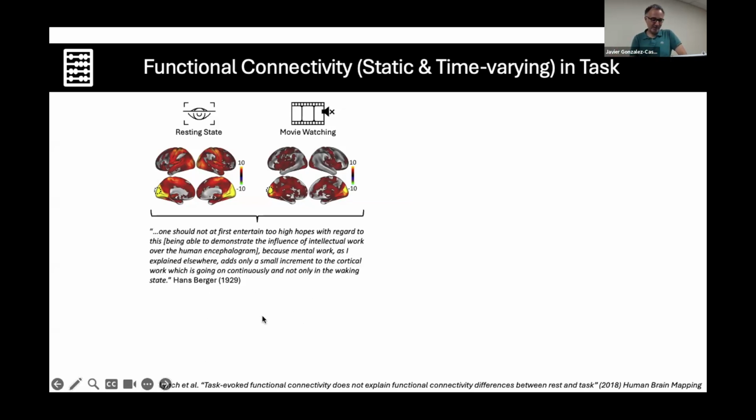And actually, I always like to get back to this quote. When we engage with a task, it's only small changes that happen over the spontaneous activity that is going on when you're not engaged.